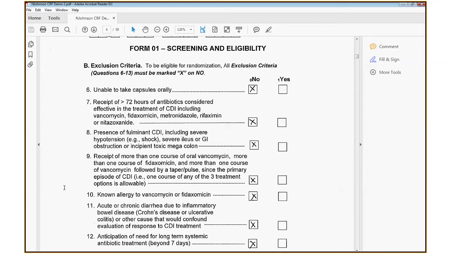They can't have a known allergy to vancomycin or fidaxomicin, though it is recommended that if you do see this, to check a little deeper. We have seen a circumstance where the patient was diagnosed with having an allergy to vancomycin, but it turned out that it was red man syndrome, and it was determined that they were able to participate in the study.